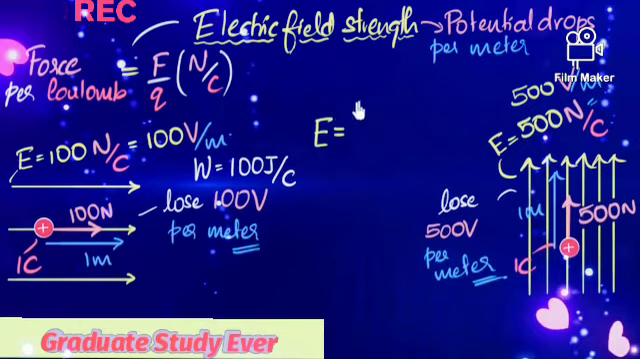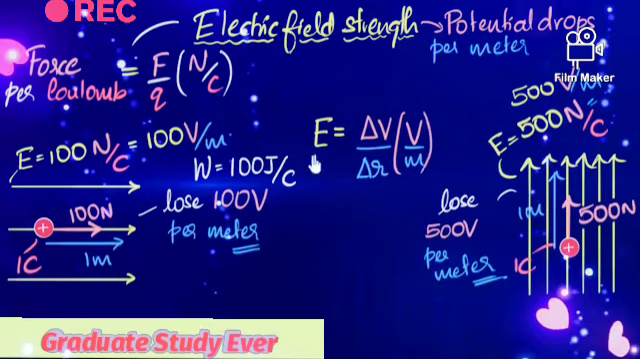We could say electric field equals potential drop, which we can write as delta V, per meter, which we can write as per distance. So per delta R or delta X, whatever you want to call that. And what's the unit? It's volts per meter. So a new way of looking at electric field. Now, one thing we need to be very careful about, this is not the complete equation yet.